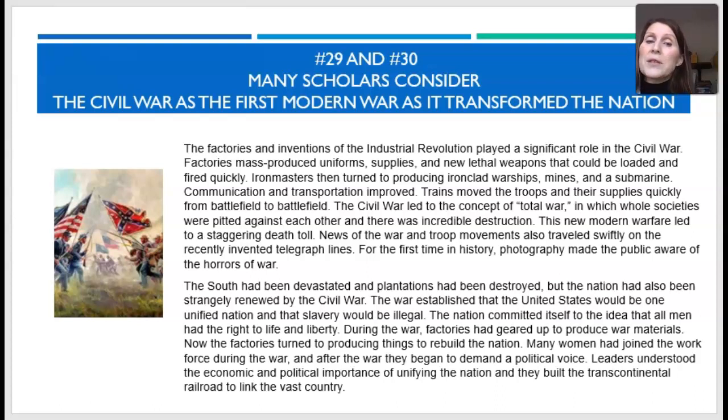During the war, factories had geared up to produce war materials. Now, the factories turned to producing things to rebuild the nation. Many women had joined the workforce during the war, and after the war, they began to demand a political vote. Leaders understood the economic and political importance of unifying the nation, and they built the Transcontinental Railroad to link the vast country.